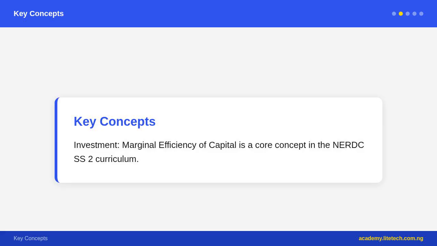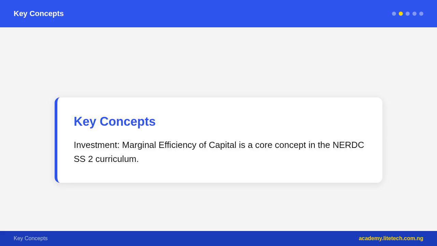Residential investment is investment in houses and buildings. Business fixed investment is investment in machinery, equipment, and commercial structures. Inventory investment is the change in stocks of raw materials, work in progress, and finished goods.